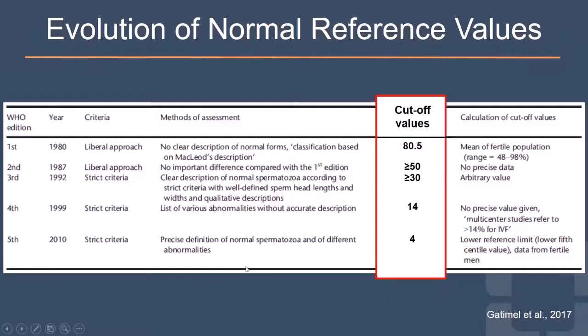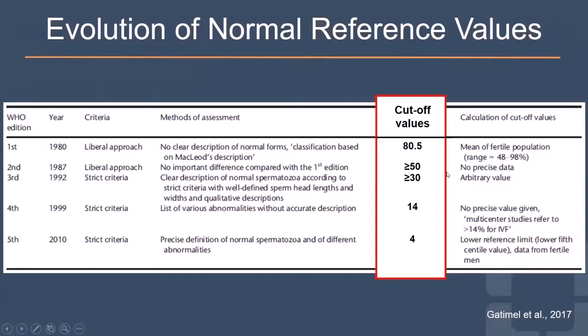But where does this all come from, and how did it actually develop over time? If we look at the history, we see that the WHO developed and published different guidelines from 1980, when the first guideline was published, and the latest now was in 2010, the fifth guideline. What we can see specifically for morphology is that the cutoff values dropped dramatically from 80.5% to currently 4%.